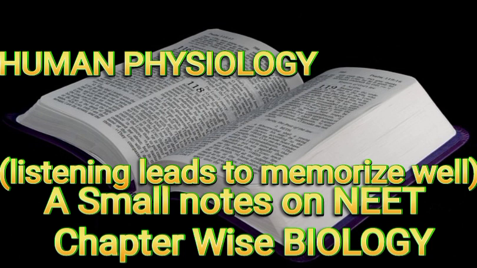Respiratory capacities and respiratory volumes. Residual volume 1200 ml, vital capacity 4500 ml, inspiratory reserve volume 2500 ml, inspiratory capacity 3500 ml.